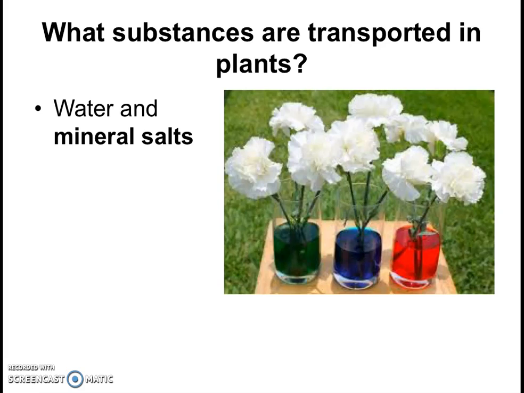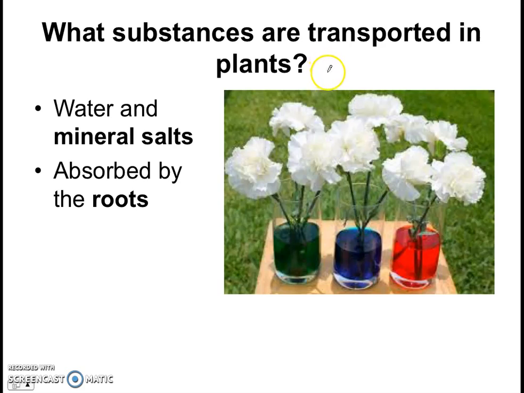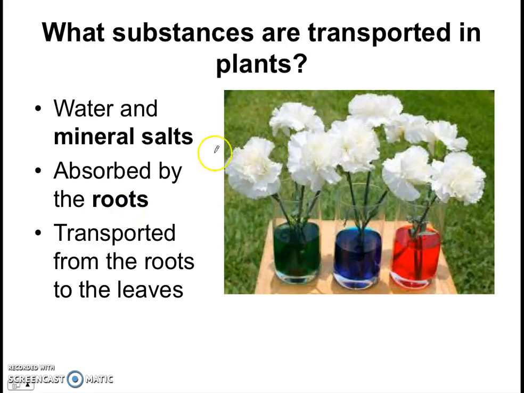So how are water and mineral salts absorbed? Well, they are absorbed by the roots of a plant, which you should probably already know from primary school. And having been absorbed by the roots, water and mineral salts are then transported from the roots to the leaves. So in this upward direction. So water and mineral salts are usually transported in an upward direction or one direction.